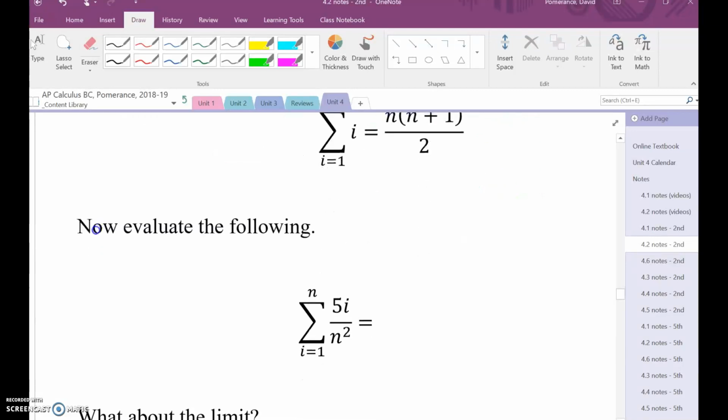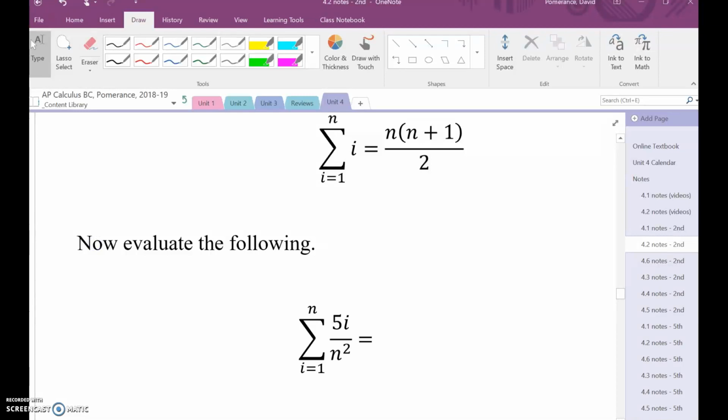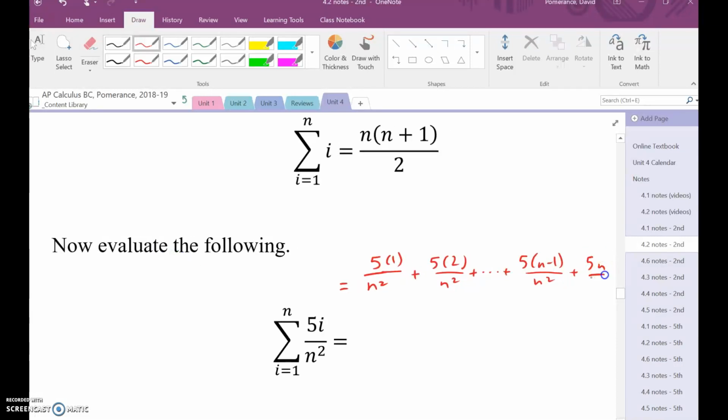So for example, if we look at that summation, it's almost the same. We still have an i in there, but we also have a 5 in the numerator and an n squared in the denominator. So the question is, how do the 5 and the n squared affect things? Well, if we think about what's going on here, I'll expand it out up here. We've got 5 times 1 over n squared. I also have 5 times 2 over n squared. And I just keep on going. I'm going to have 5 times n minus 1 over n squared. And I'm going to end up with 5 times n over n squared.